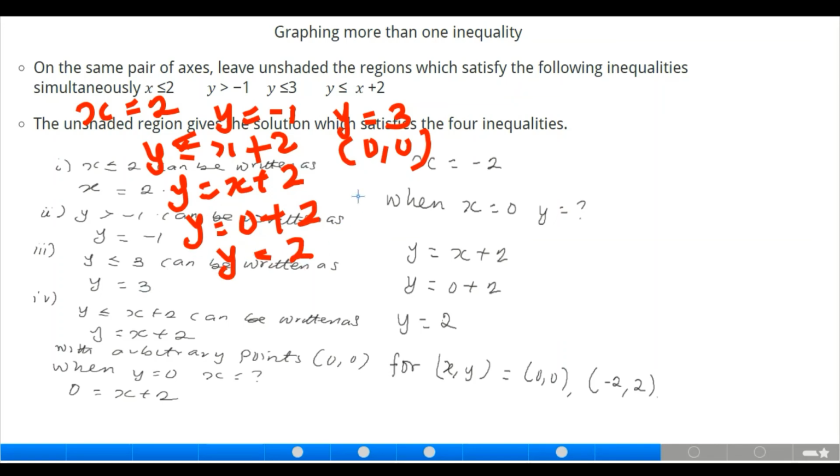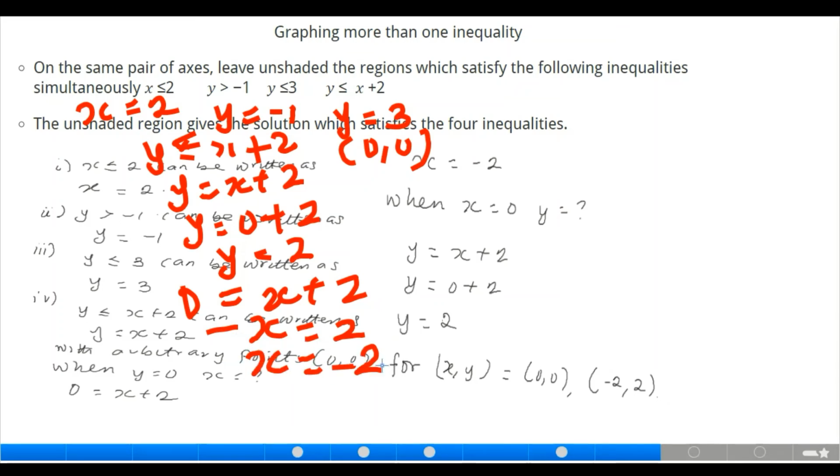Now when y is 0, what is x? So we have 0 equals x plus 2. We bring our x to the other side, and it changes to minus x equals 2. Because we don't need a minus sign, we need x exactly, we transfer the minus sign to the other side. So we have x equals minus 2. We can also divide both sides by minus 1 so that the negative cancels the negative on the x. So now we have the solution set: x equals 2, y equals minus 1, y equals 3, and y equals x plus 2.